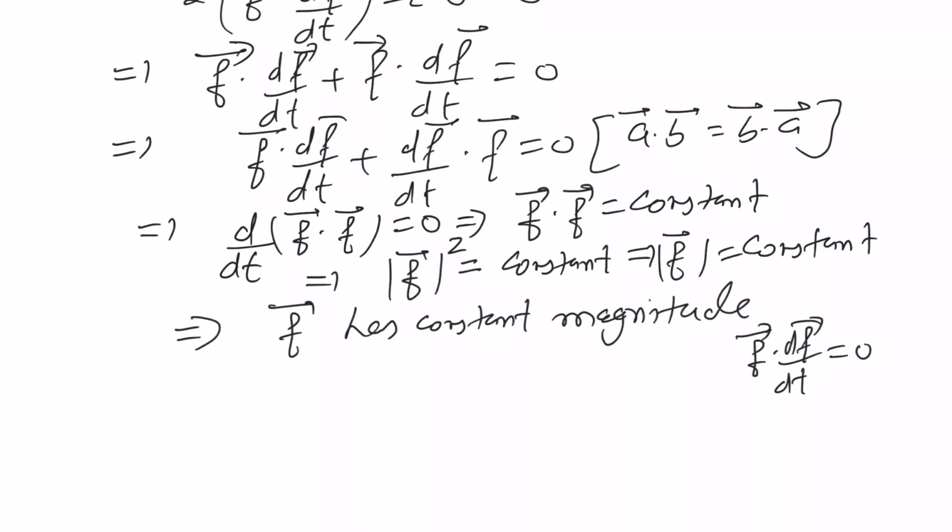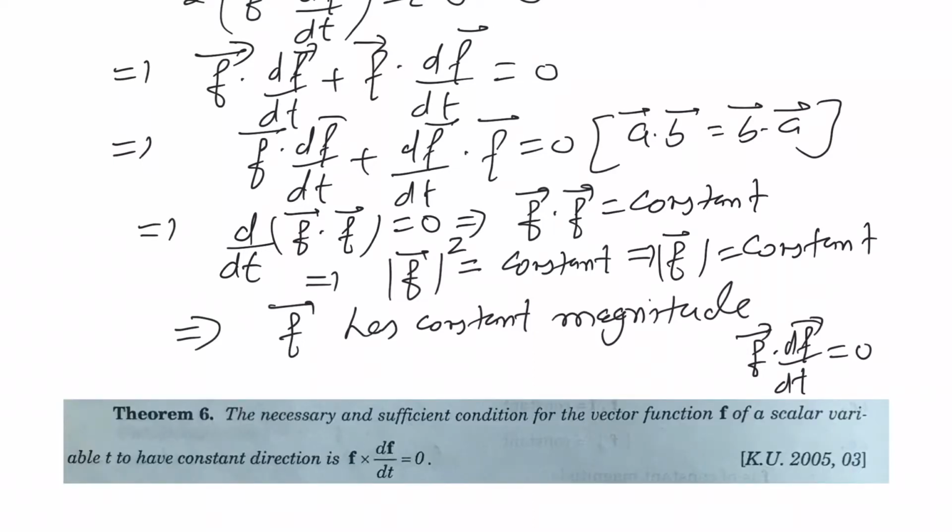So this is the third theorem, and the statement of the theorem is: the necessary and sufficient condition for a vector function of a scalar variable t to have a constant direction. The last theorem was about the constant magnitude, and there was f dot f dot. Now it is about constant direction. The necessary and sufficient condition for a vector function of scalar variable t to have a constant direction is f cross f dot is zero. Here it is a cross product, and direction is to be constant.